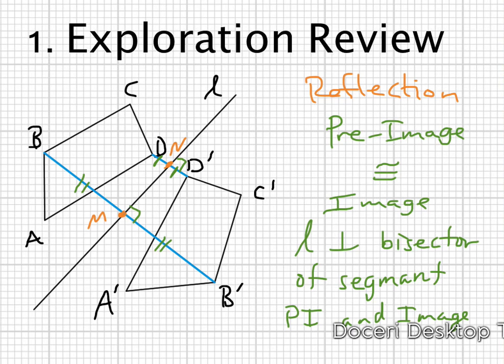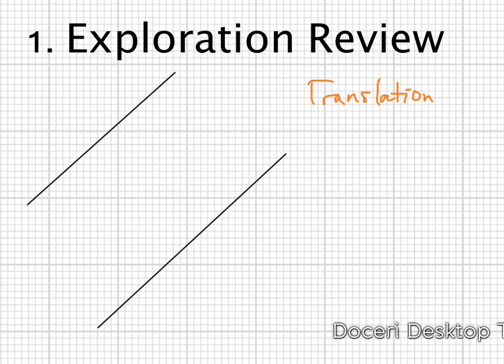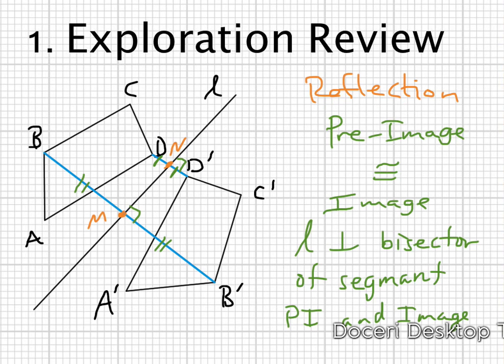The next transformation that we did was translation. And I first had you start off by drawing two lines that were parallel on your patty paper, and I had you label them line 1 and line 2. Then I had you draw a triangle in the top left-hand corner and had you label it A, B, C. Then from here we did just what we did in the last one in the reflection section.